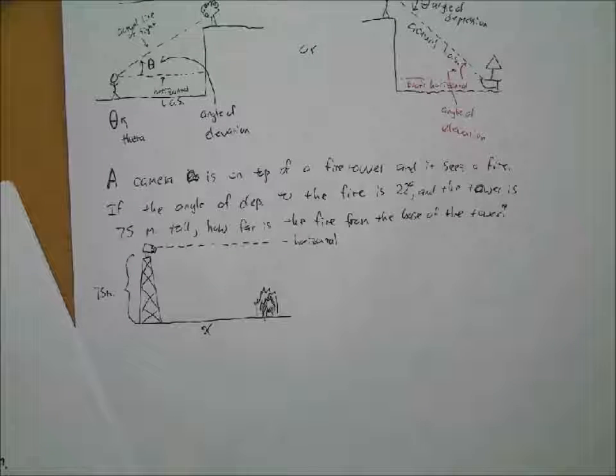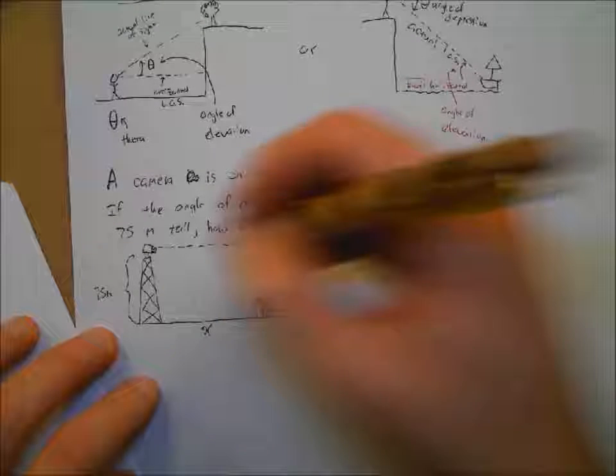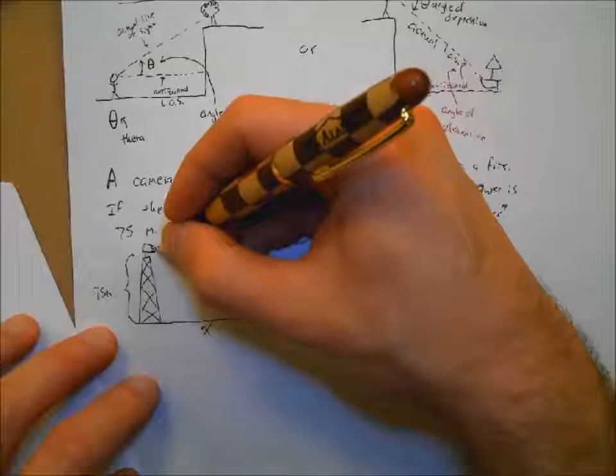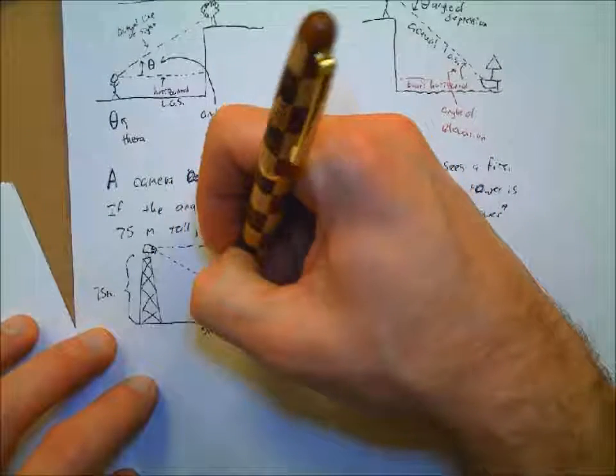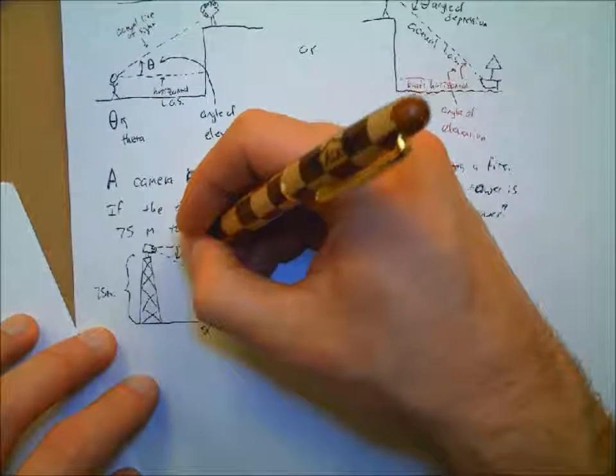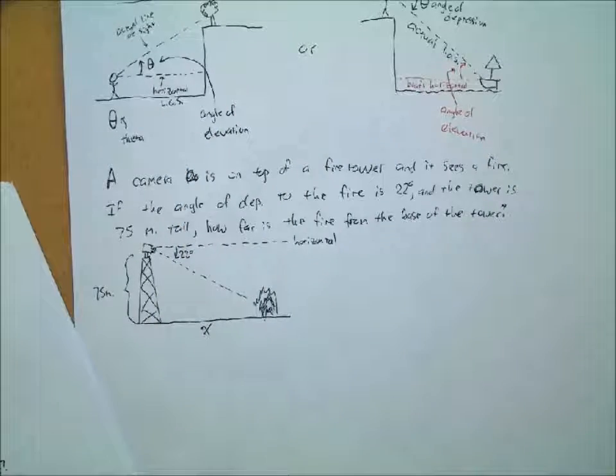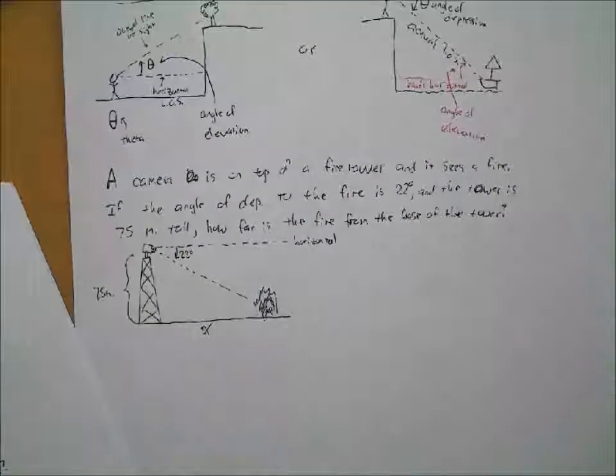And then from the horizontal, how far down are we going to angle ourselves? How many degrees? From the horizontal, we're going to angle down towards the fire. This measure here is 22 degrees. All right. So now there's a couple ways we can think about this.